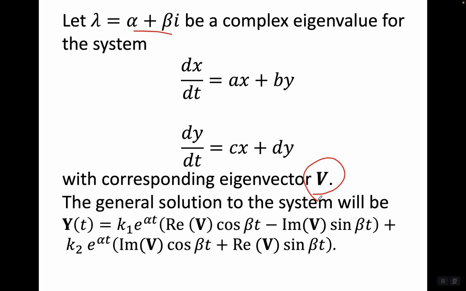The general solution to the system will be y(t) = k1 e^(alpha t) times, holy cow, this is a messy expression, but that's okay. I'll let you use it on a test or quiz. I'm not going to make you memorize it. So y(t) is going to be k1 e^(alpha t) times the quantity real part of v cos(beta t) minus imaginary part of v sin(beta t), plus k2 e^(alpha t) times imaginary part of v cos(beta t) plus real part of v sin(beta t).